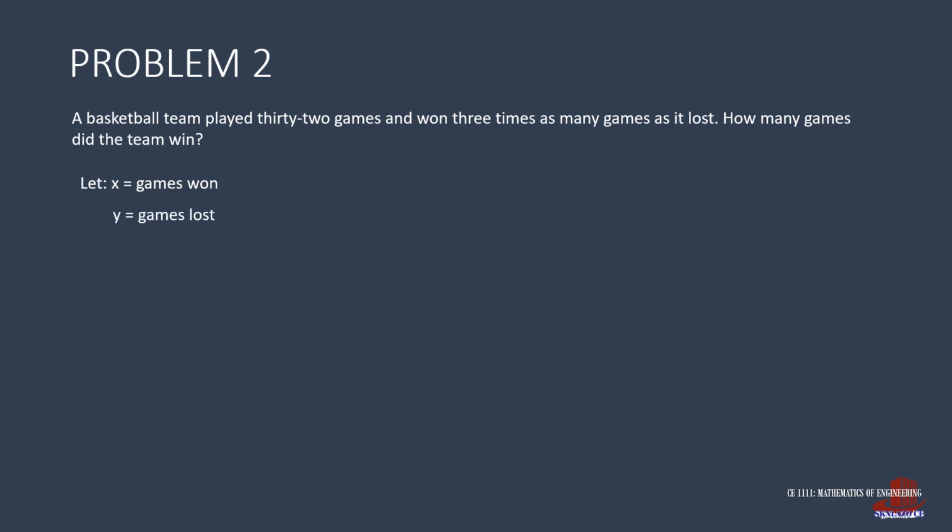The next problem discloses a basketball team who played 32 games and won 3 times as many games as it lost. How many games did the team win? Assign X as the games won and Y for the number of games lost. Relating games won and lost, we get X as 3Y. Another equation includes the total number of games, giving X plus Y equal to 32.